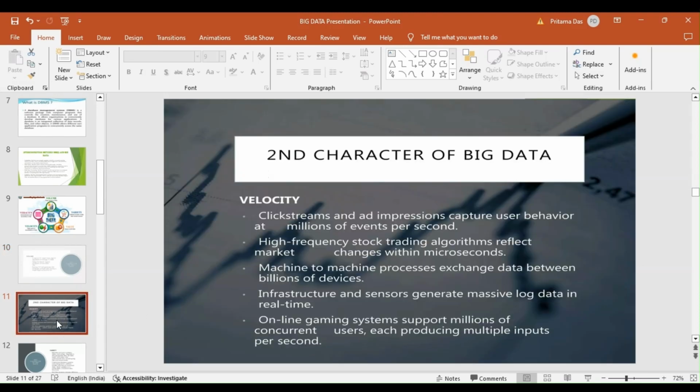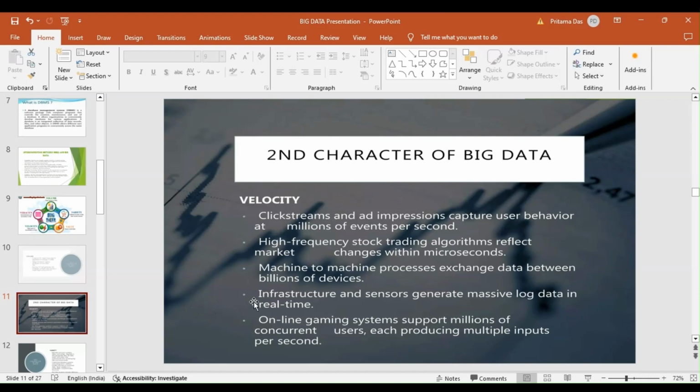So the second characteristic of big data is velocity. Big data is generated and collected at an extremely high speed. This includes data generated in real time or near real time, such as social media updates, sensor data, and transaction data. That means data is generated rapidly, per second, even within microseconds.